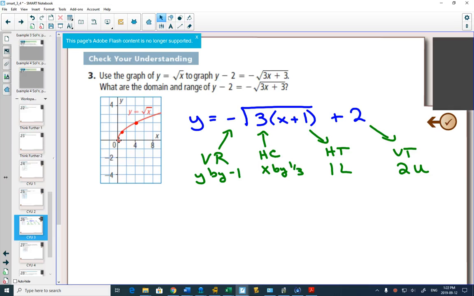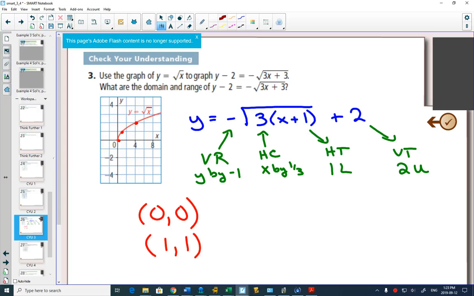The way we've set things up for doing our new graphs is we take points from our original graph, and we've got some labeled here. I'm going to take (0, 0). I'm going to take (1, 1). I'm going to skip (4, 2). And I want you to try and figure out why I prefer the next one, (9, 3). Then we draw.